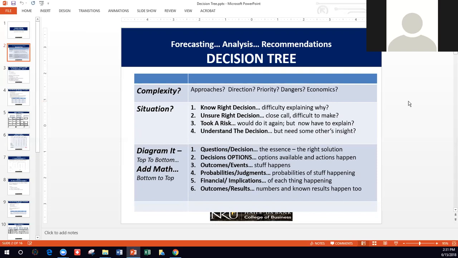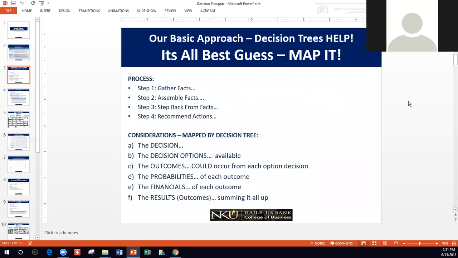So let me show you, again, some examples. You gather the facts like we've been doing the whole semester. You assemble the facts through a series of tools to help sift through data to get to the gold and the vampires and the brick walls and what the ghosts are. It's the same type of thing. It's just another tool. You then step back from the facts, make the complex simple, as we've been doing, and recommend an action.